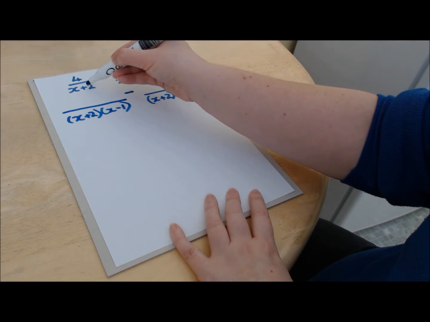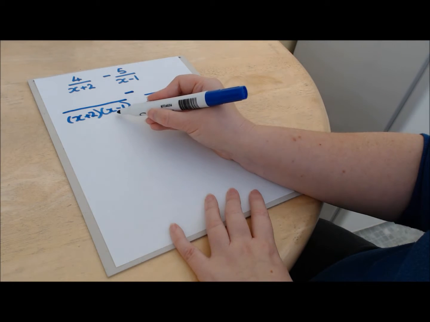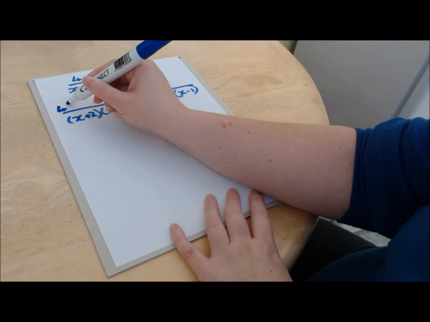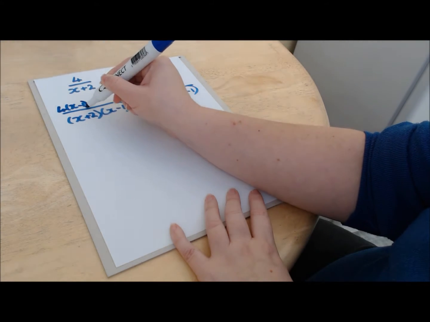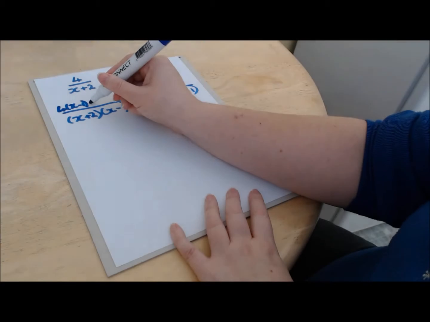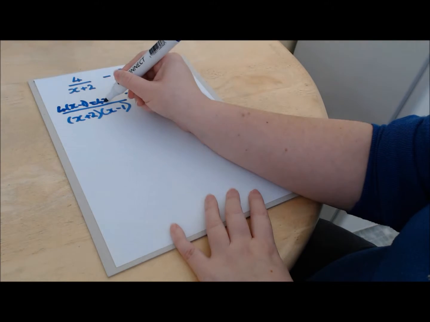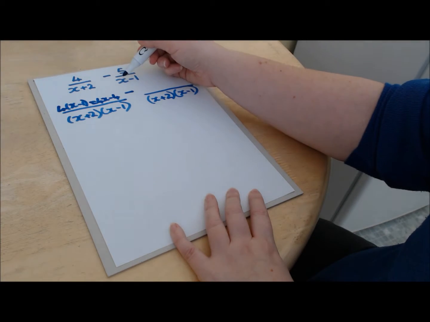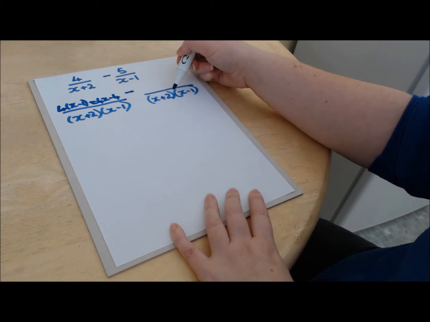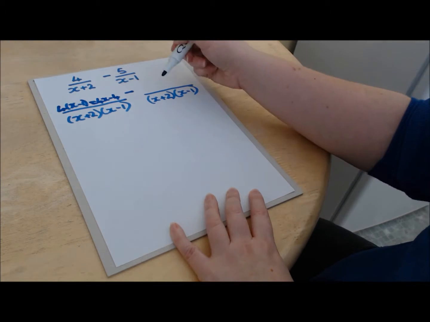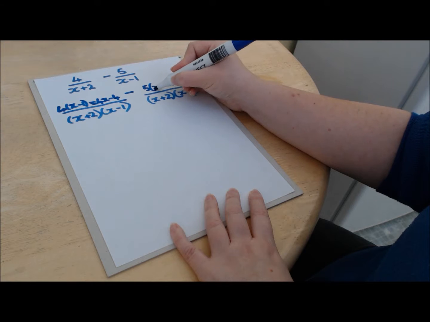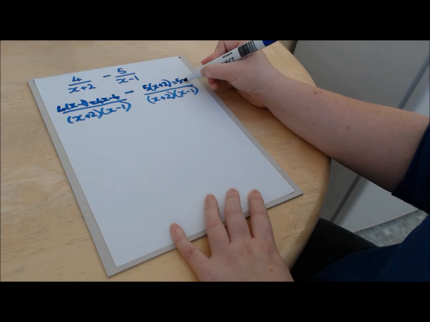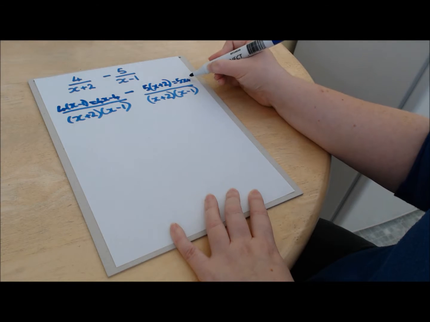So x plus 2 we multiplied by x minus 1, so we need 4 lots of x minus 1, okay, which equals 4x minus 4. Okay, on this side we started with x minus 1 and we multiplied by x plus 2, so we're going to need 5 lots of x plus 2. So that means we're going to have 5x plus 10.